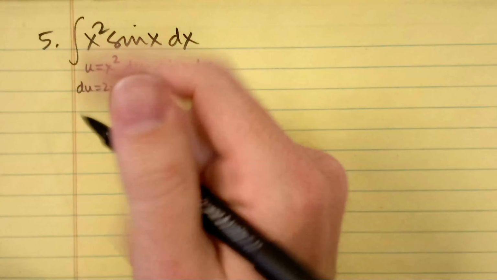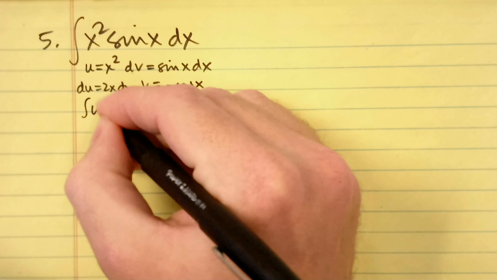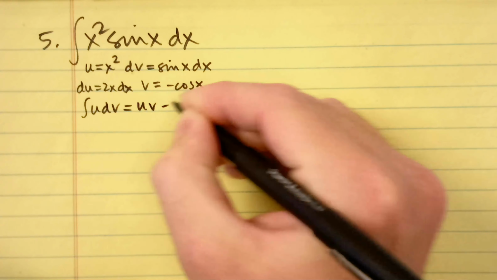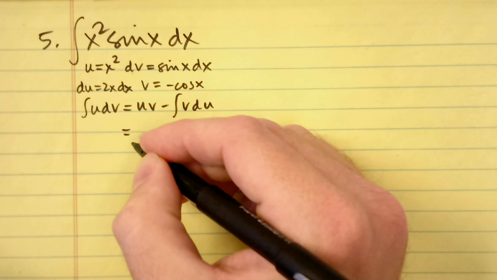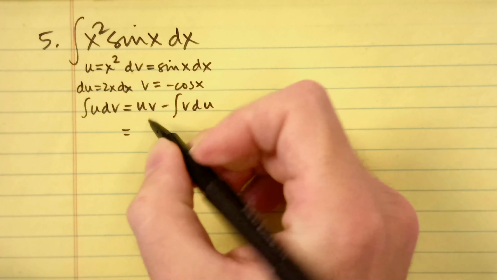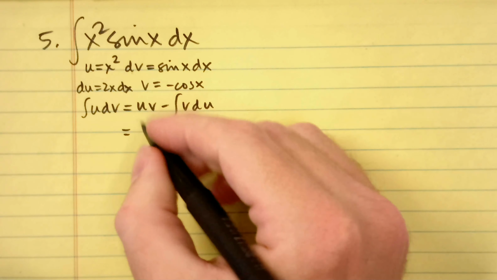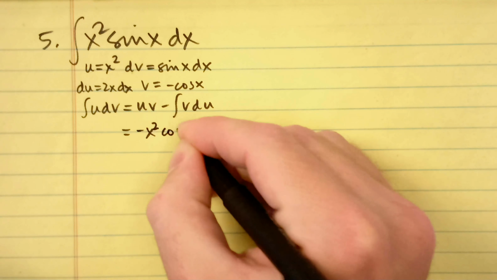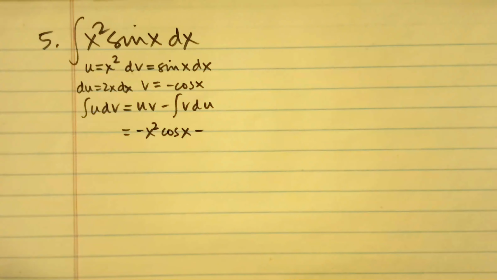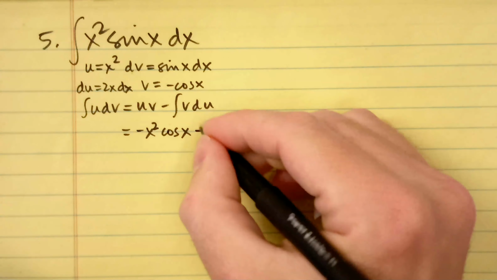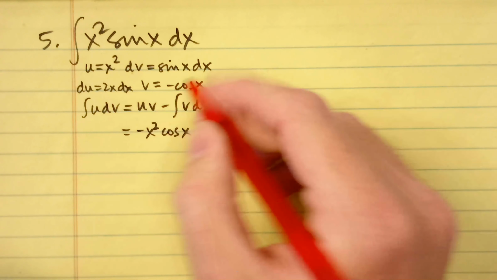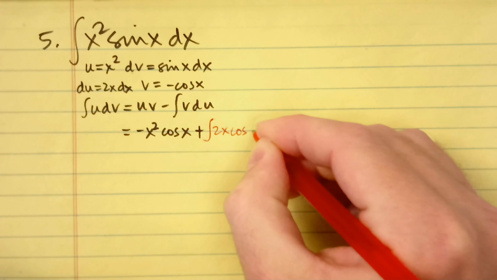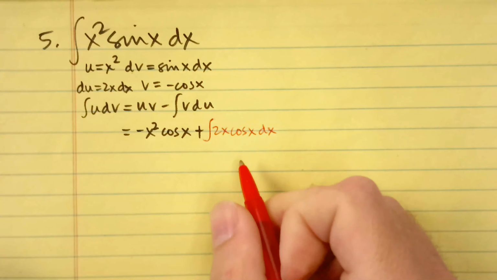Okay. Use color for a different reason here. Integral of u dv equals uv minus the integral of v du. So I'm going to go ahead and say it's negative x squared cosine x minus the integral of v du. Well, it's going to be, I guess, minus the negative. Take care of that negative cosine right now, but the integral of 2x cosine x, that also requires integration by parts. Okay, so in red, I'll do this one.